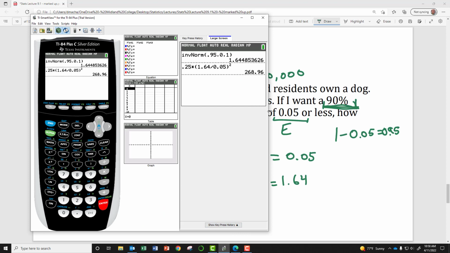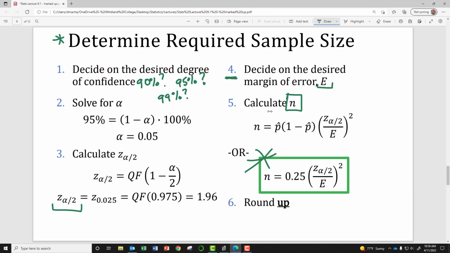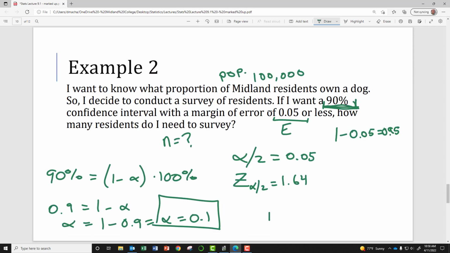Of course, we always round up. That's what step number 6 says. We need to round our sample size up to the nearest one. So my sample size required is going to be 269. That's how many Midland residents we need to survey if we want to have 90% confidence in our confidence interval with a margin of error of 0.05 or less.